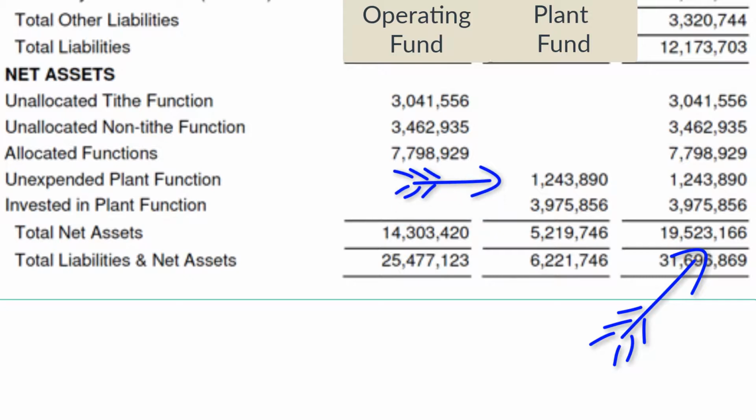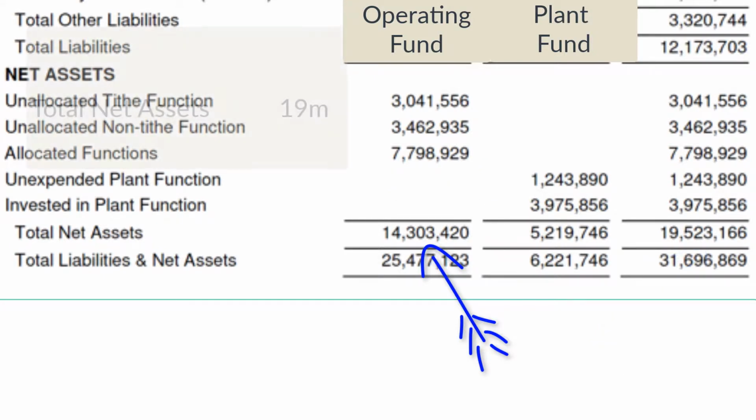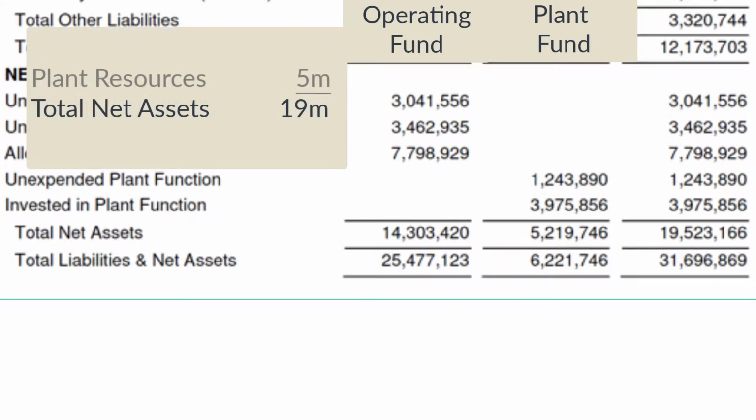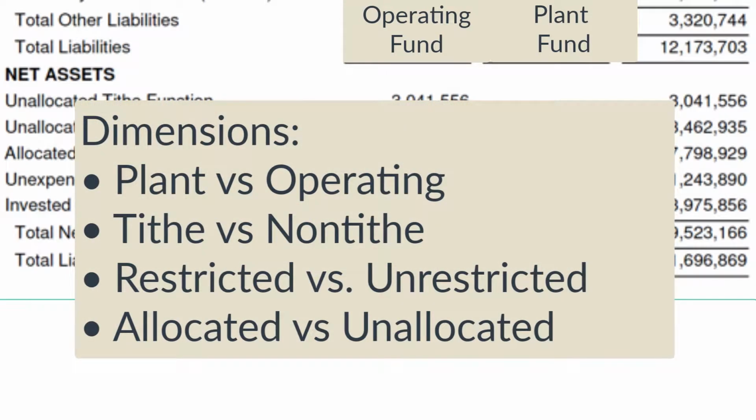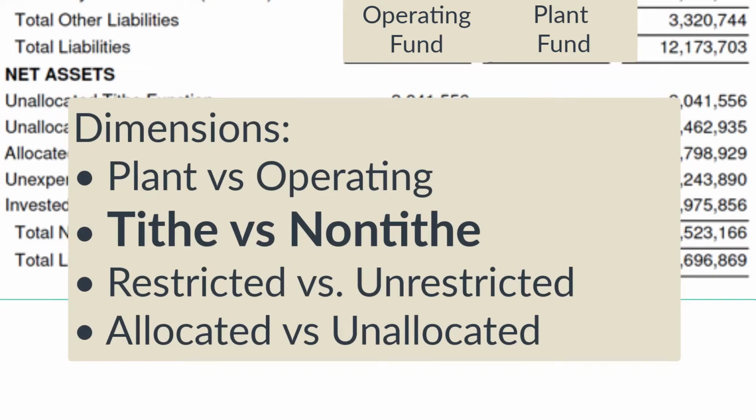Another $1,243,000 of the $19 million is available, but only for land, building, and equipment. This leaves $14 million remainder for operations. So $19 million total, made up of $5 million that is tied up in land, building, equipment, and $14 million in operations. The plant fund net assets plus the operating fund net assets equals the total $19 million of net assets. These operating net assets can be sliced and diced in several ways. The next dimension we're going to look at is tithe versus non-tithe.